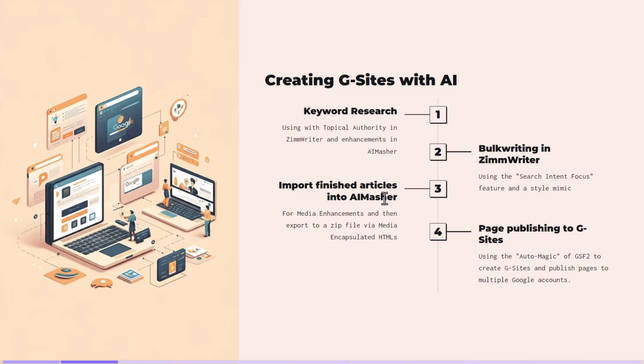I selected the ones, hit the HTML zip, put them all in media encapsulated HTML files in a zip folder. And then I went to GSite. I brought in that AI Masher zip, adjusted the title, got the Google Site link, and then I hit the button publish. And then I went into Google Sites and just kind of cleaned everything up. So I only did it with 5, but you could do 10, 20 at a time.